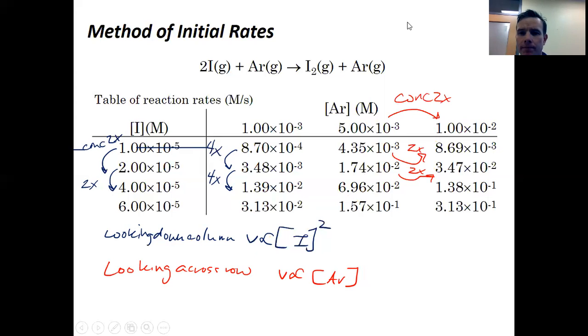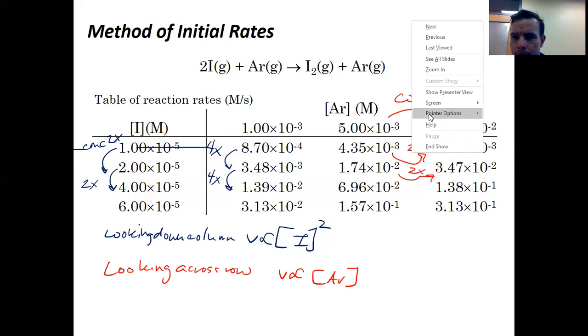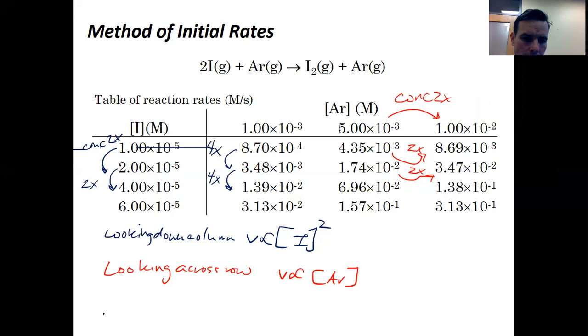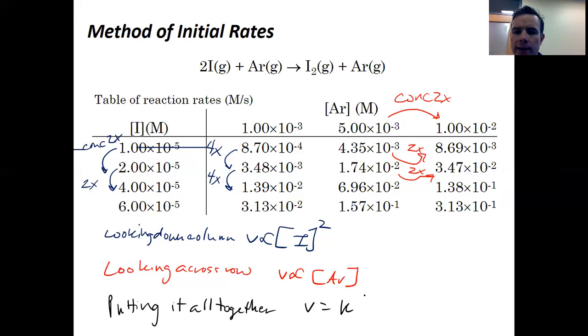Putting it all together, we would say then that V equals K, some constant, times I squared times argon. It's an overall third order reaction.